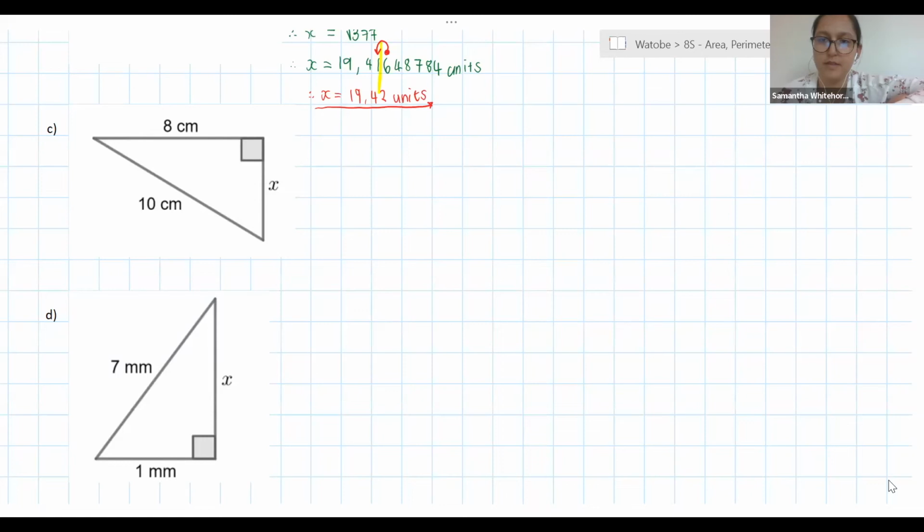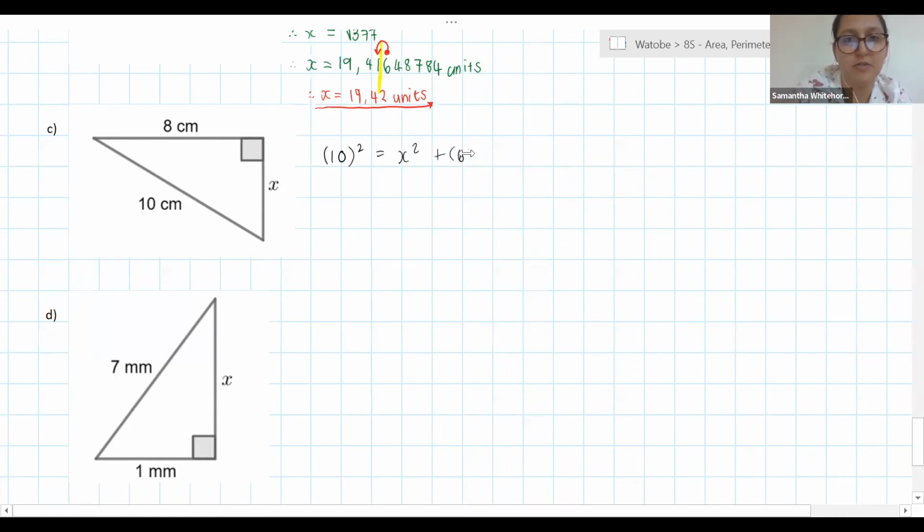Okay. And Loso, would you like to give us the answer for C? Yes, ma'am. My answer was 10 squared equals 8 squared plus sine squared. Then 10 squared equals 100, and then 8 squared equals 64.